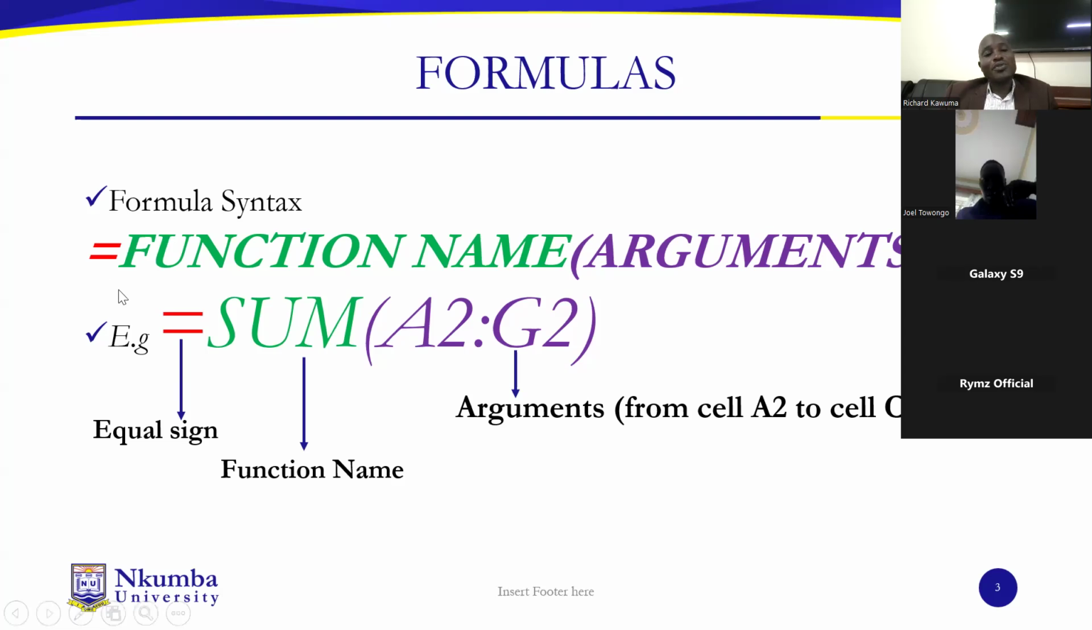So an Excel formula or function begins with the equal sign. After the equal sign, we have the function name. Then in brackets, we have the arguments. Now, arguments are the range of cells on which you are going to perform the function. So arguments are the range of cells, or it is a code to be performed. As we see in this example, we have equals, and SUM is the function name.